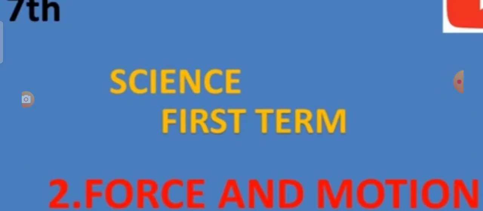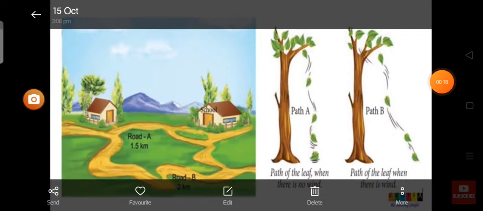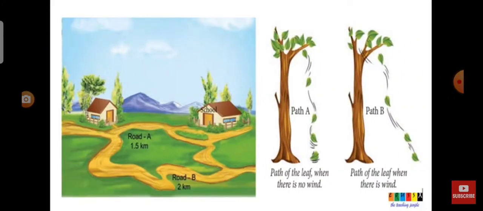Now we see the second lesson, force and motion. In this picture, in the first picture, Kavita reached a school in two ways. Can you tell, by choosing which path she could reach the school early, that is road A or road B? Yes, using the road A, she could reach the school early.